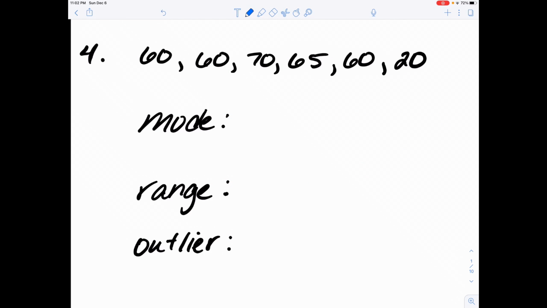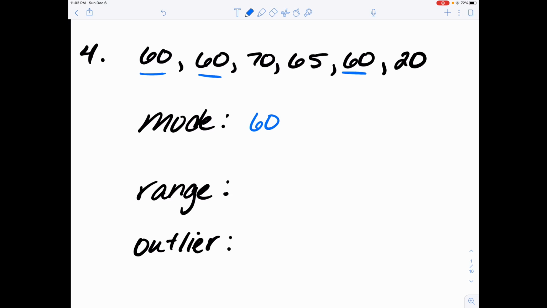Question number 4 includes a set of data. We're asked to find the mode. And recall the mode is the one that occurs the most. So if I look at all these values, I see I have 3 60s and only 1 of every other value. So 60 is definitely our mode.